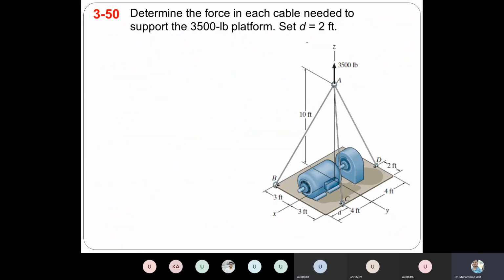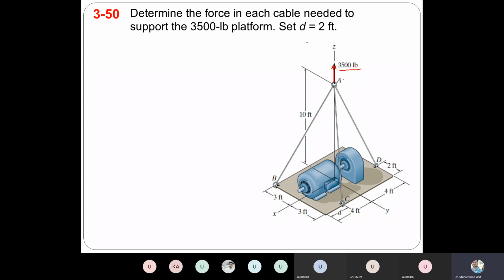Let's try to calculate this one, problem 3-50. Here you can see the whole platform, pump and motor. Let's say you want to shift that somewhere, and here it is connected with, let's say, a crane to carry the whole weight. So what is the whole weight?